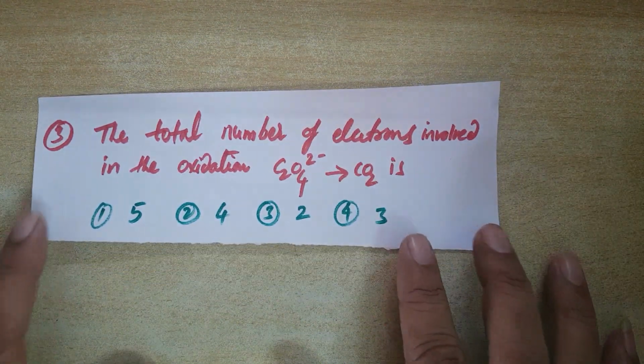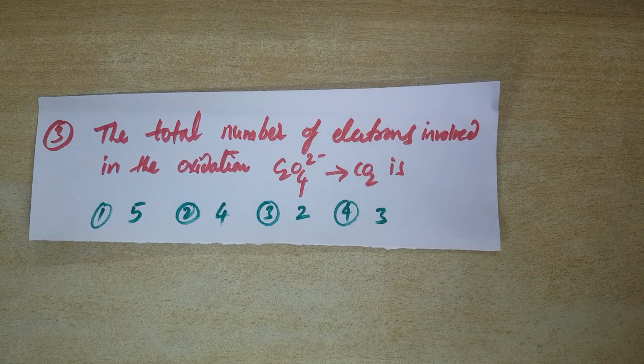And question number 3. The total number of electrons involved in the oxidation of C2O4 2- to CO2. C2O4 2- is the oxalate ion, converted to carbon dioxide. Here the oxidation number change is +3 in C2O4 2- to +4 in CO2. So everyone expects +3 converted to +4, a change of only 1 electron. But the answer is different. Try to find that answer, because there are 2 carbons there.